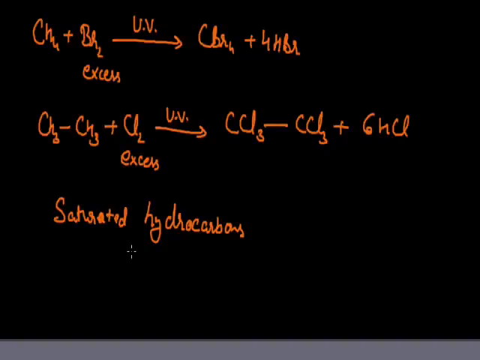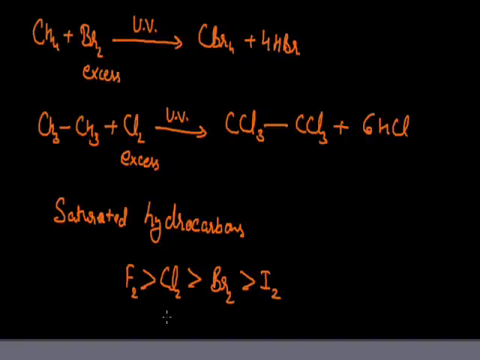As I have said, all the halogens can substitute the hydrogen atom of a hydrocarbon. If I talk about the reactivity of these halogens, fluorine is the most reactive halogen, and it will show this substitution reaction very vigorously. In the case of chlorine, the reaction is less vigorous. In the case of bromine, the reaction is not so vigorous, and in the case of iodine, this reaction does not occur easily. It occurs with difficulty. So this is the order of reactivity of the halogens for this substitution reaction.